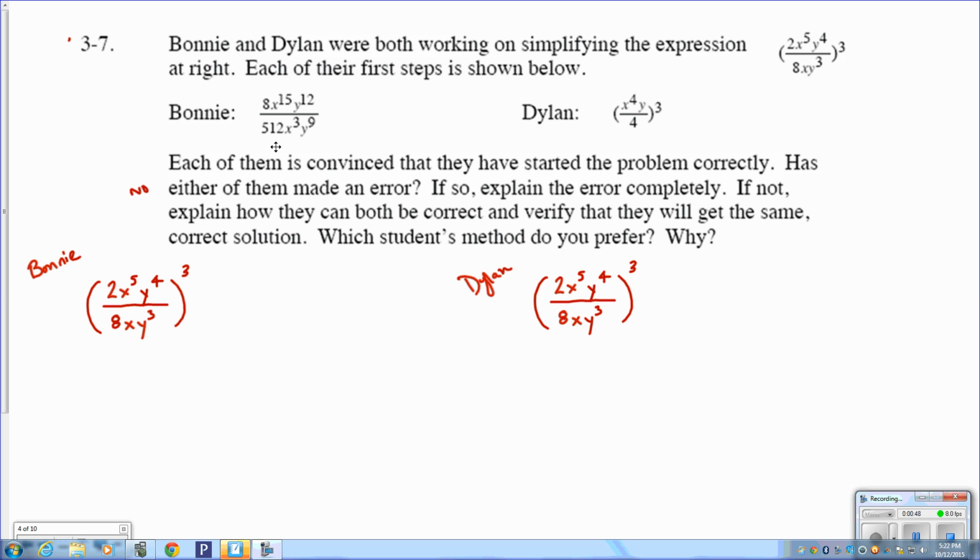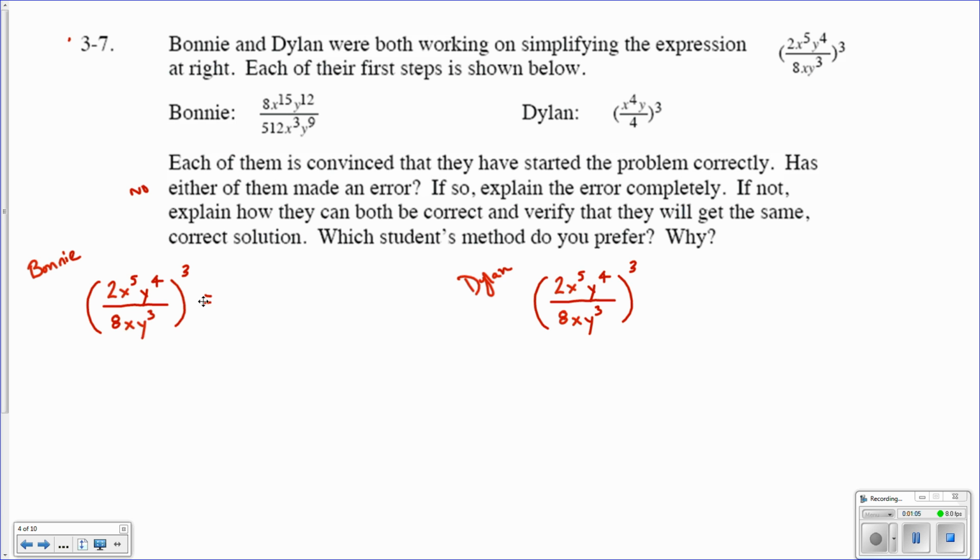And what it looks like happened with Bonnie is you notice there's no parentheses around the entire thing anymore. The third power is gone, which means she must have taken it and raised each piece, or each term inside, to the third power. Let's see what that looks like. As we do it here, because there is no addition or subtraction, we can take it and raise each part to the third power.